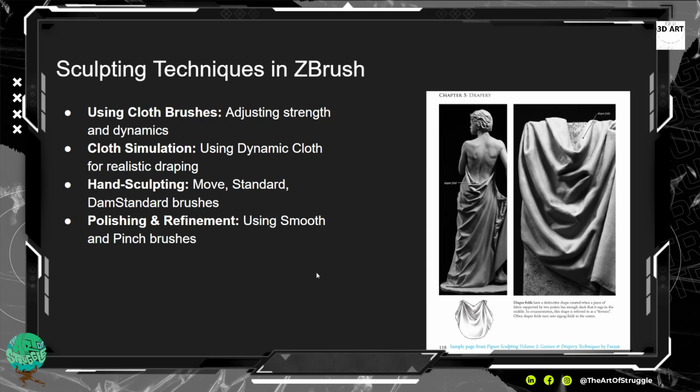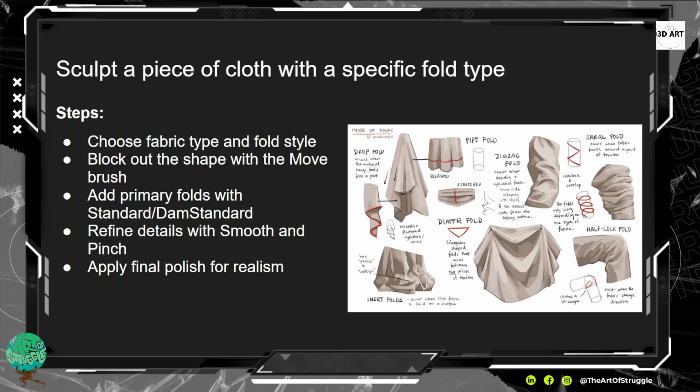All right. So using the cloth brush and adjusting the strength dynamics, you need to use the dynamic cloth for realistic drapery. You can also hand sculpt it using the Move, the Standard, the DamStandard brushes, and you can polish it and refine it using the Smooth and the Pinch brushes. All right, so I want you guys to go and try to sculpt all of these specific types of folds that I just showed you today.